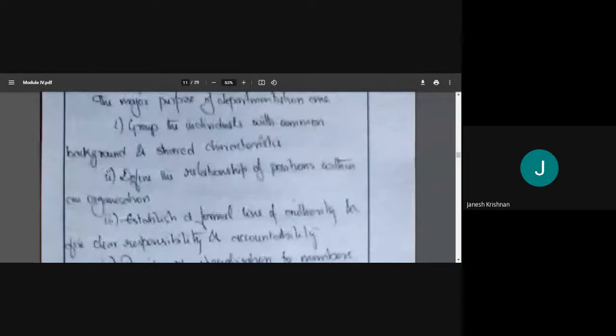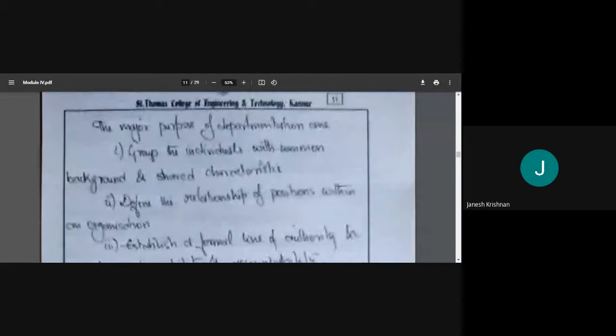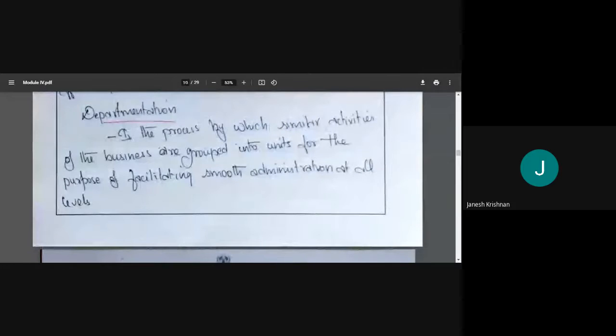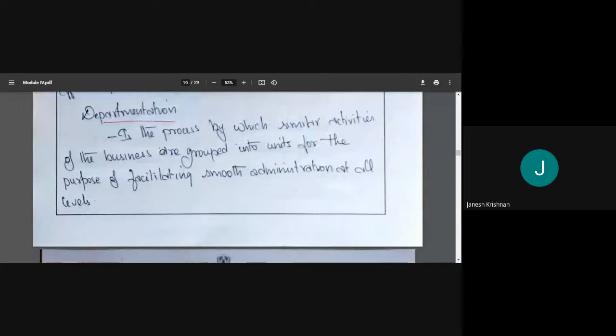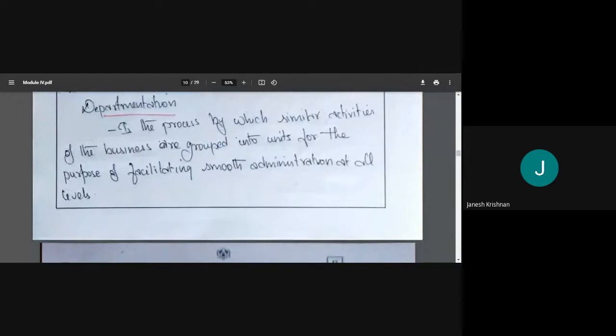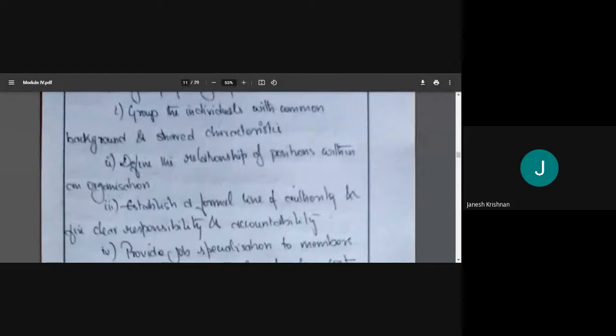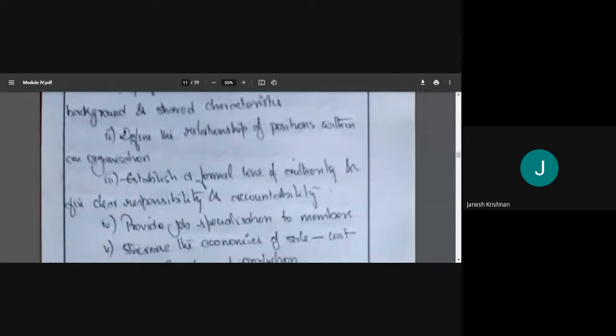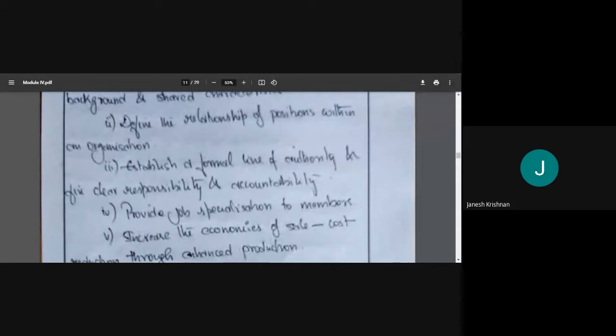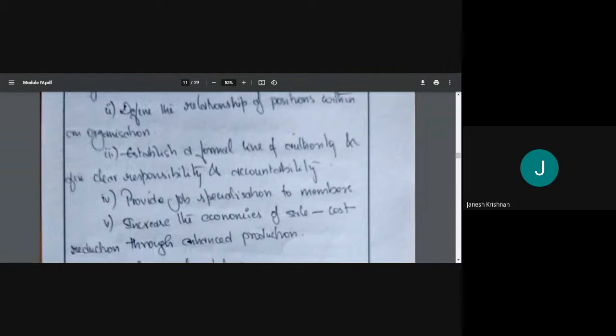So what are the major purposes of departmentation? So what is departmentation? Departmentation means the process by which similar activities of the business are grouped. My purpose is to group individuals with common background and shared characteristics. Define the relationship of position within an organization. Establish a formal line of authority and fix clear responsibility and accountability. Provide job specialization to members. Increase the economies of scale, that is cost reduction through enhanced production.